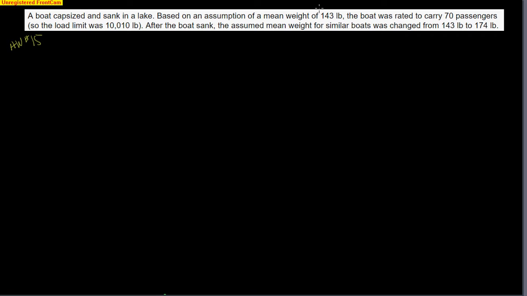The boat was carrying 70 passengers, and the reason the boat company decided to let 70 passengers on is because they knew that the boat could hold 10,010 pounds, and they assumed that the mean weight of people was 143 pounds. So they divided this by 143, and that's how they came up with the number 70. They said, all right, 70, we can fill this boat with 70 passengers.